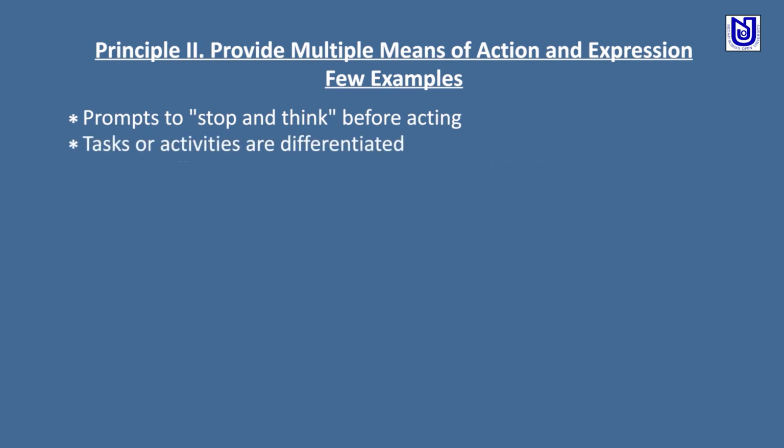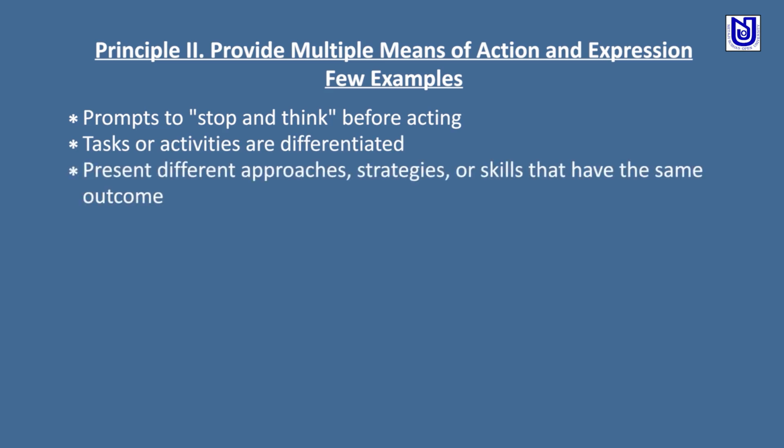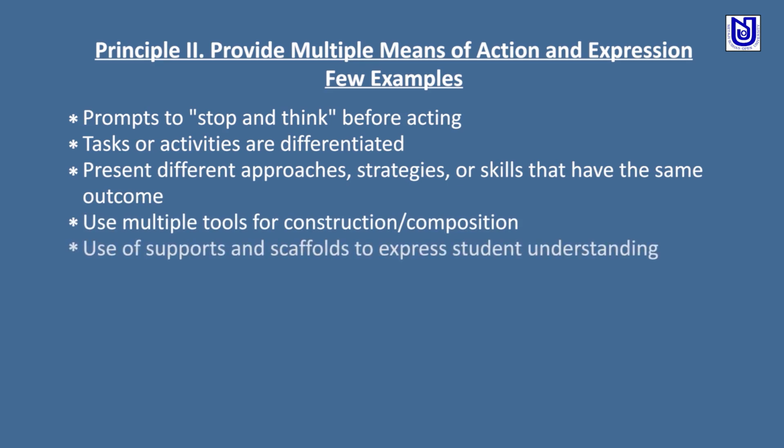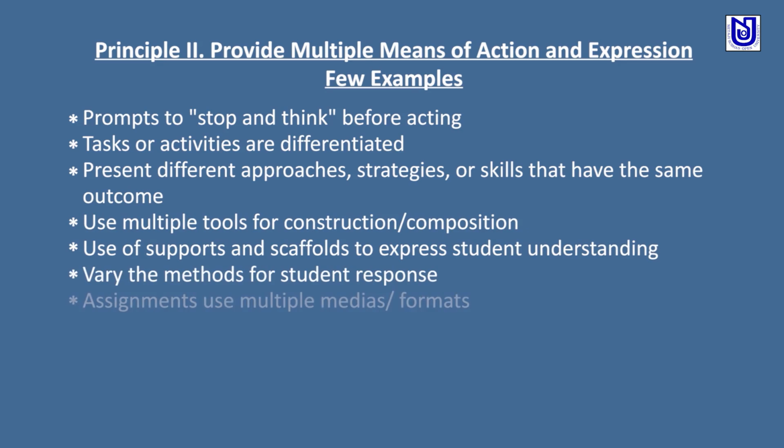Then the next principle, that is provide multiple means of action and expression. Examples are prompts to stop and think before acting. Then tasks or activities can be differentiated. Different approaches, strategies or skills to have a particular outcome. Then use multiple tools for construction or composition. Use supports and scaffolds to express student understanding. Vary the methods for student response.